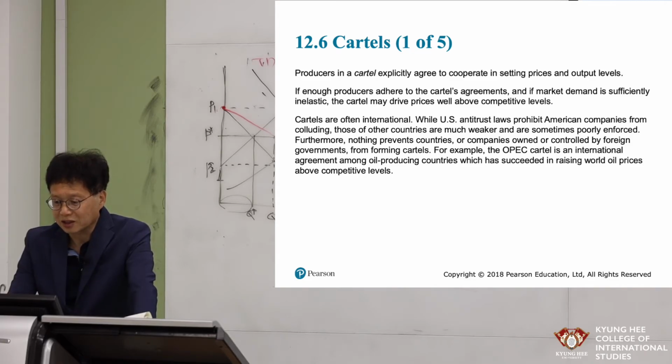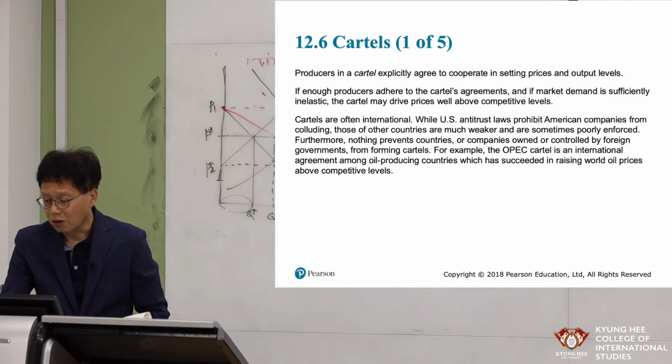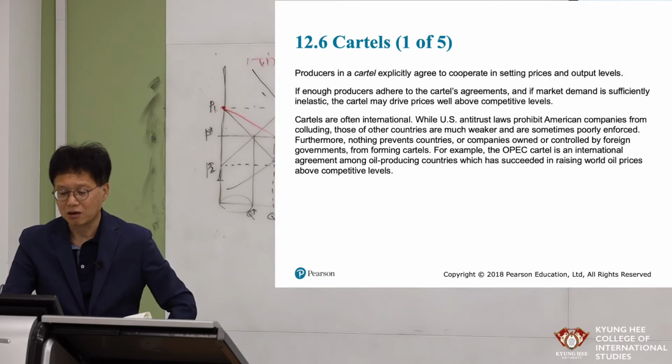Cartels are often international, while U.S. antitrust laws prohibit American companies from colluding. Those of other countries are much weaker and are sometimes poorly enforced. Furthermore, nothing prevents countries or companies owned or controlled by foreign governments from forming cartels. For example, the OPEC cartel is an international agreement among oil-producing countries which has succeeded in raising world oil prices above the competitive level. Cartel price is quite a bit higher than the competitive price or marginal cost.